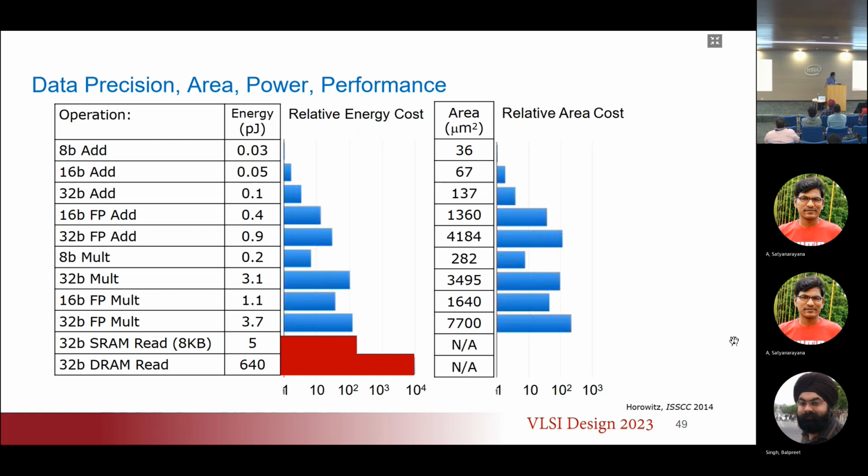If you do the same thing in a floating point unit, then you see that it jumps up even further. But look at how much power goes into an SRAM read and how much power goes into a DRAM read. What are the numbers?